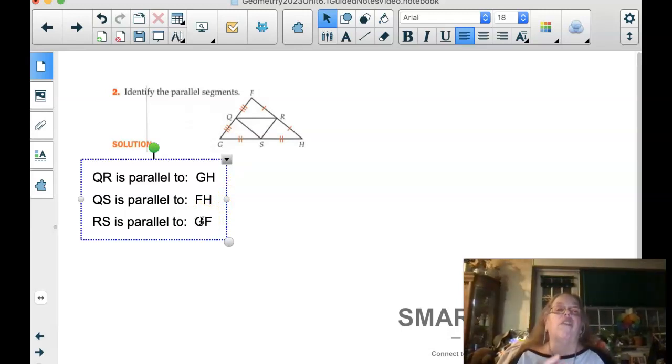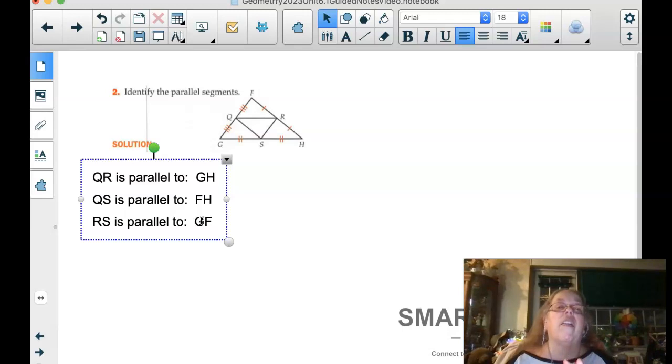Notice we have the longer sides here. These are the mid-segments. These are the longer sides. So let's stop here.